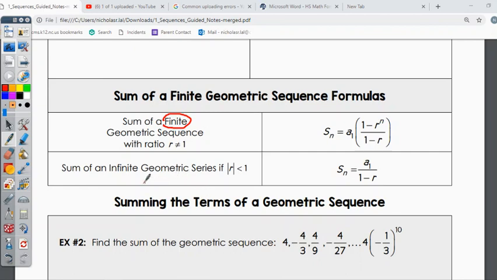If you're trying to find the sum of an infinite series where the absolute value of r is less than 1, then, and remember, if the absolute value of r is greater than 1, it's going to diverge. All right? Then the series is equal to a1 over 1 minus r. All right?